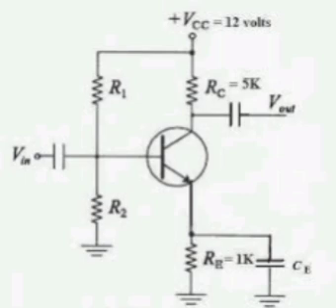Equating to 1 gives omega naught equal to 1 by RC, or F naught equal to 1 by 2 pi RC. Given R equal to 1 kilo ohms, C equal to 1 microfarad, F naught equal to 1 by 2 pi into 10 cube into 10 power minus 6, that equals 159.15 Hz.